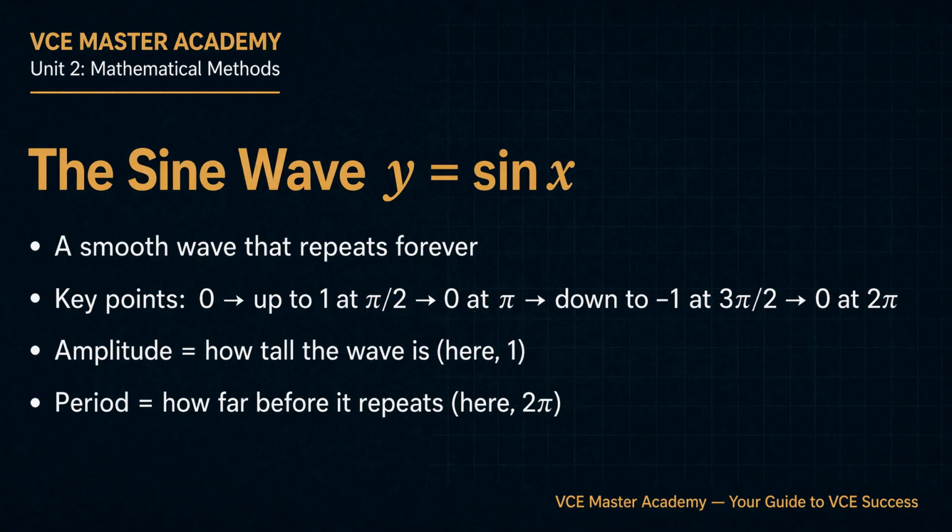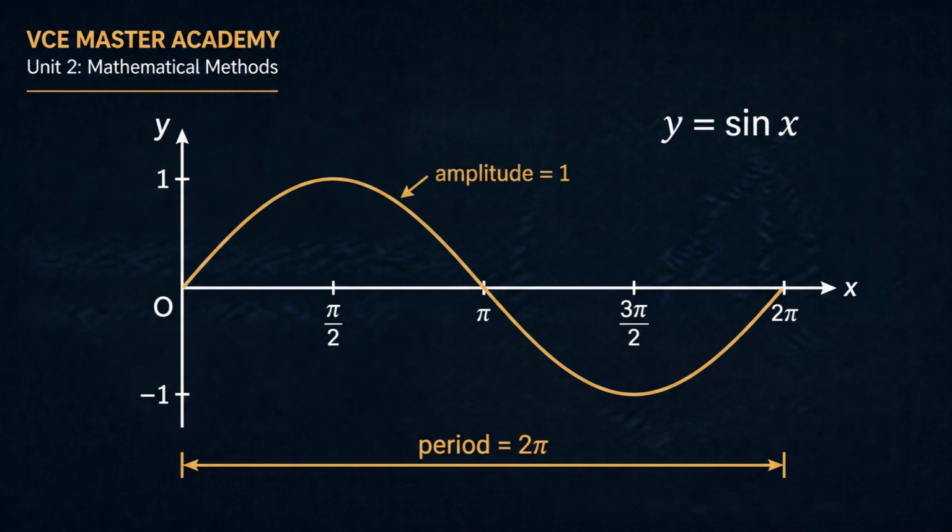Two words describe this wave. The first is amplitude. That is, just how tall the wave is, measured from the middle line up to the peak. For y equals sine x, the amplitude is 1. The second is period. That is, how far along you go before the wave repeats itself. For sine, the period is 2 pi. Here is the sine wave, with those key points marked. 0, up to 1, back to 0, down to minus 1, and back to 0. One smooth hill and one smooth valley. That is one full period.